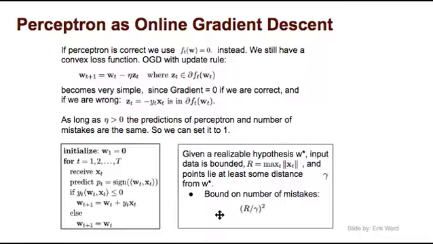And we can show that the bound on the number of mistakes is R divided by gamma, all squared, where R is the maximum of the norm of all the input points, and gamma is the minimum distance from w star, which is our realizable hypothesis.